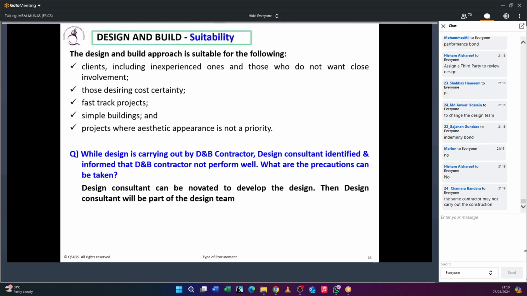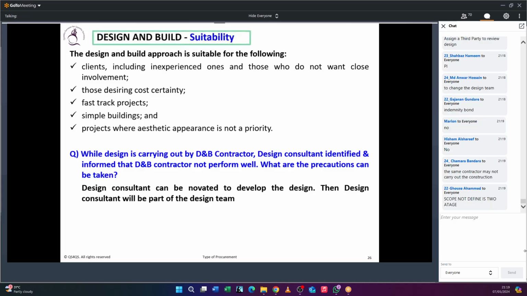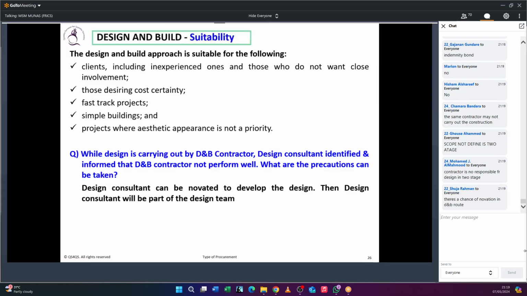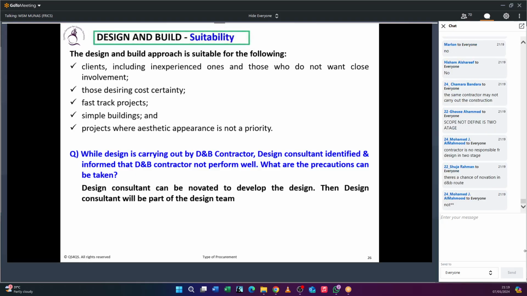I'm just waiting for the reason why it is not same. Same contractor may not carry out the construction in the two stage. Very good answer, scope is not defined in the two stage. Even in the design and build also, scope is initially not.